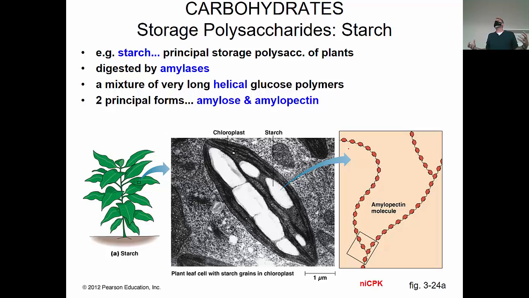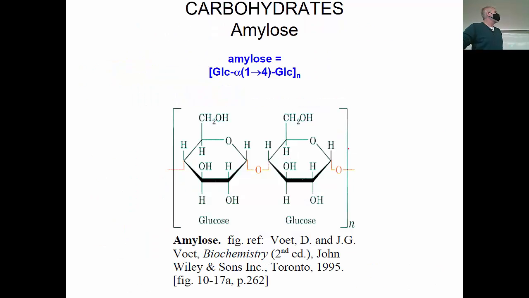So we store glucose in these huge molecules. These huge molecules in plants we call starch, and there's two types. The first is amylose, and we have what's called an alpha-1,4 linkage. So here is the anomeric carbon, carbon 1. It's an alpha anomer because it's below, and it's linked to carbon 4 of the next sugar.